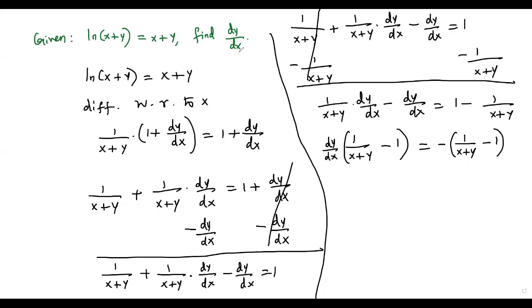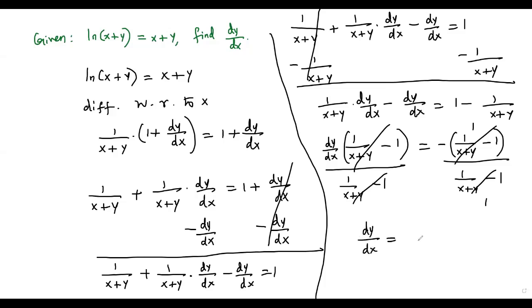Since we want to find dy over dx, let's divide both sides by 1 over x plus y minus 1. This one will cancel, and here also this one cancels. So dy over dx equals, on the right side, we have the negative sign, and 1 over 1 is just 1. So the derivative of the given function with respect to x is negative 1.